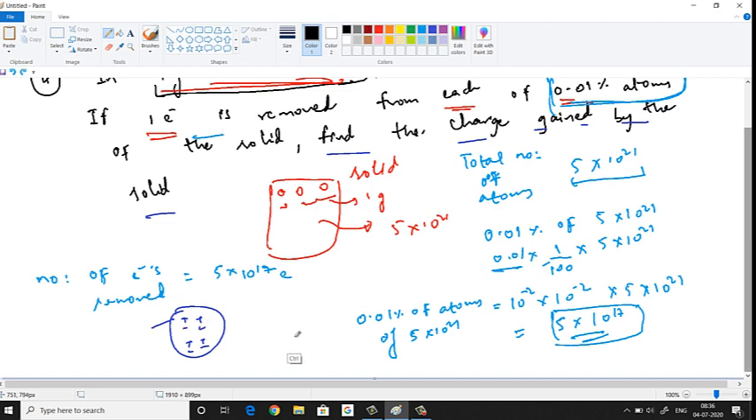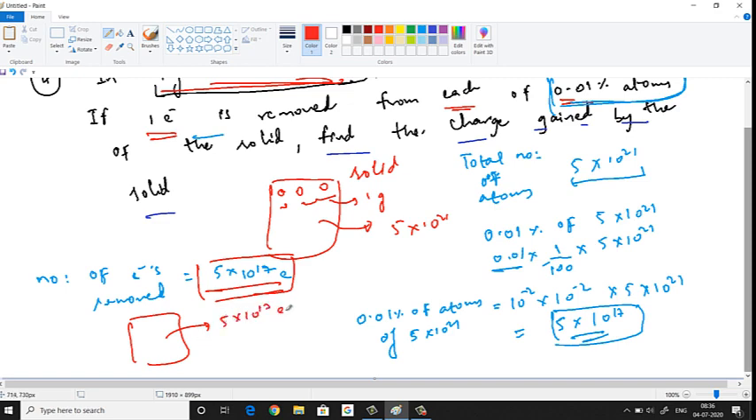Alright. So the point that I am trying to make here is, we have number of electrons. Here we got number of electrons. How many? 5 into 10 power 17. Is this a charge? No. So if we remove so many electrons from this metal, how many electrons are we removing? 5 into 10 power 17 electrons we are removing.